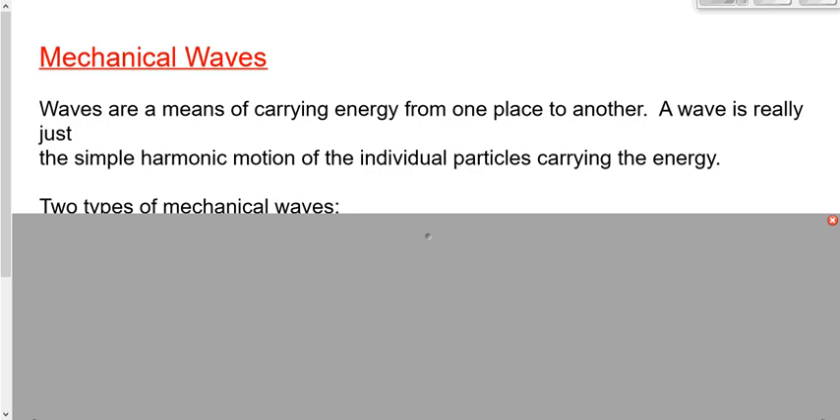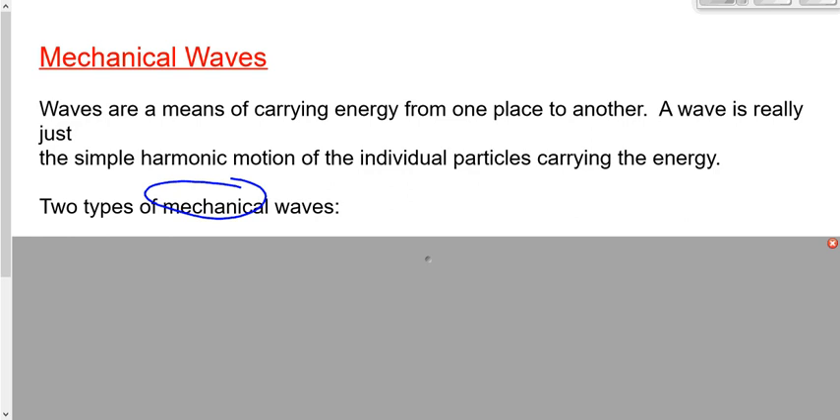Now, there's two types of mechanical waves. And by the way, when I say mechanical wave, I mean a wave that uses a medium, requires a material to go through. There's actually two kinds of waves, one of which we don't talk about until next year. The first kind that we don't talk about until next year is called an electromagnetic wave, and that's like light that travels from the sun to the earth through the emptiness of space. The other kind is called the mechanical wave that requires something to travel through. Air, water, some other gas, some liquid, some solid.